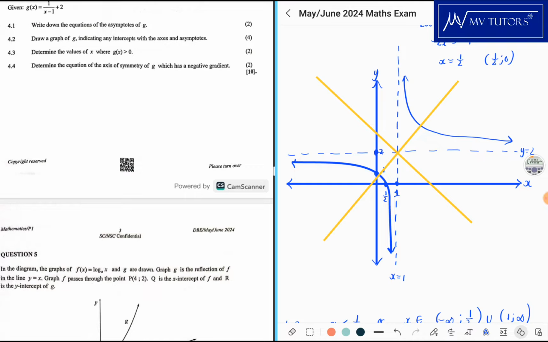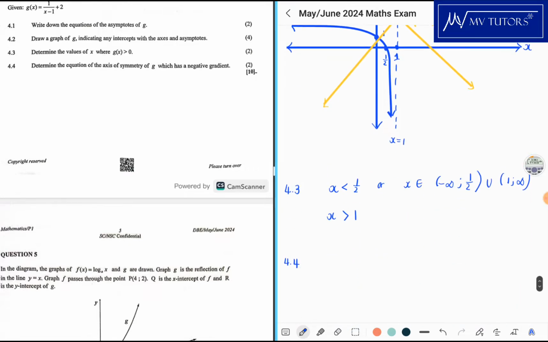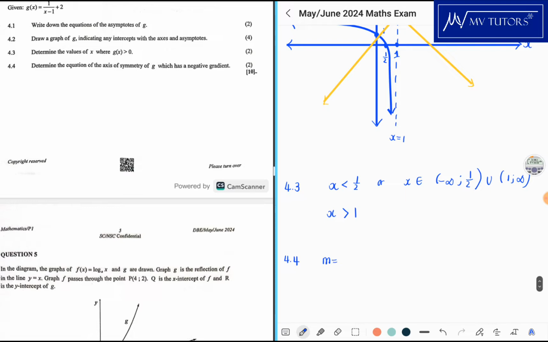Okay, and what do we know about these? Basically, we know that with the negative gradient, m is negative 1, and with a positive gradient, m is 1. And in order for us to get an equation of a line, we need a gradient and a point. Now we already have a point, because of our asymptotes. The x value is 1, the y value is 2. So we are well on our way to actually get the equation of the negative gradient. Like I said, the gradient is either 1 or negative 1, and our point is 1 and 2.